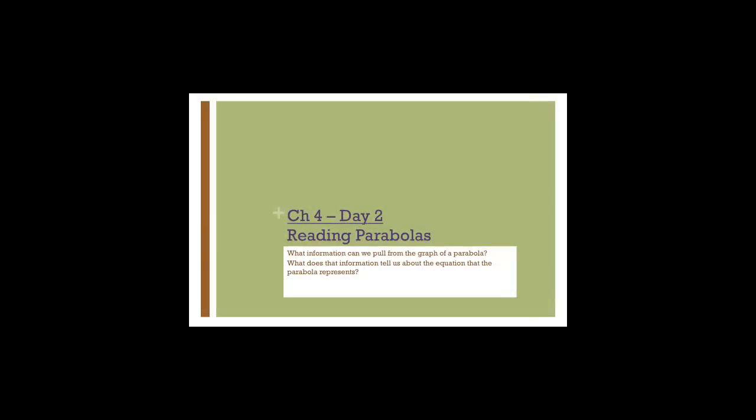So chapter 4, day 2, we're still into kind of the preliminary stuff. Just learning how to read the parabola. What kind of information can we get by reading it? What does that information tell us about the equation?